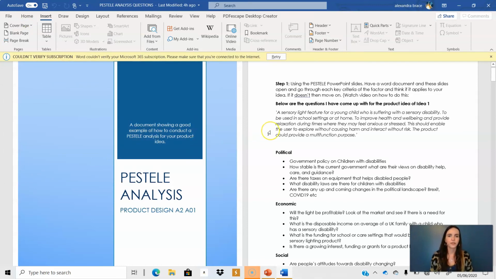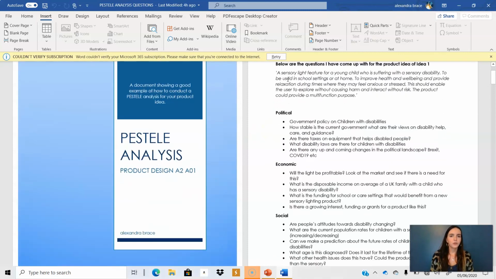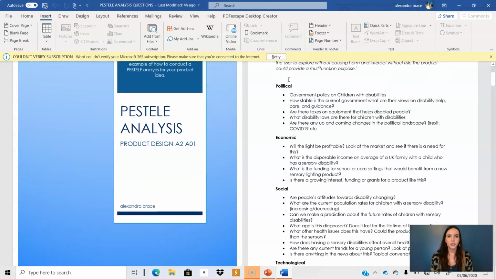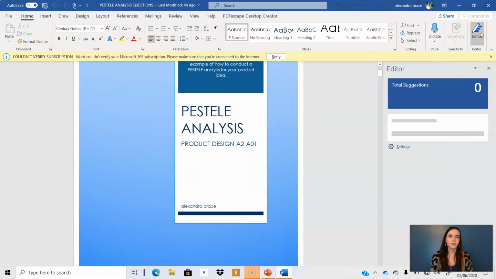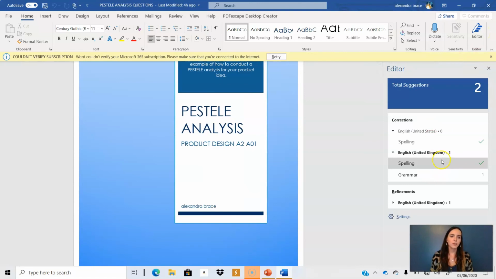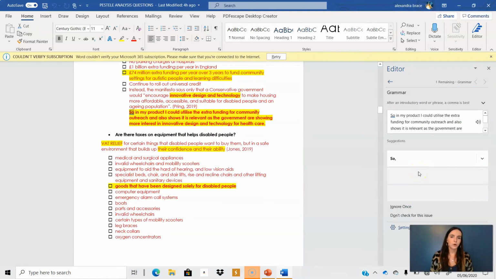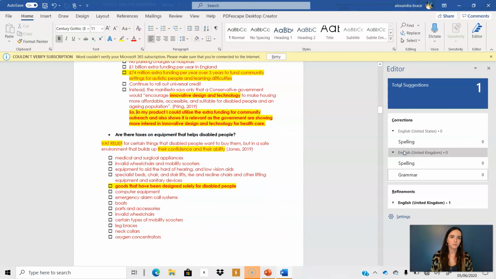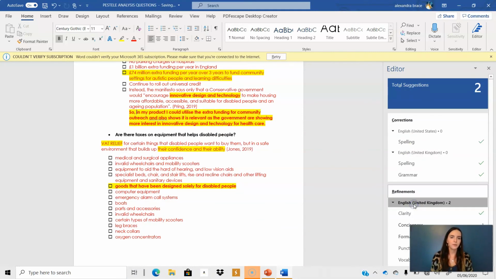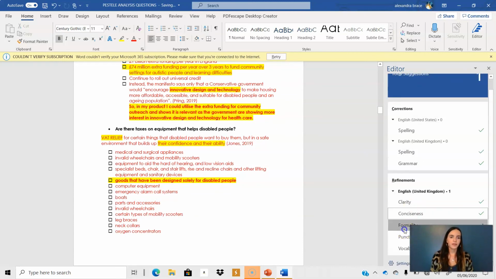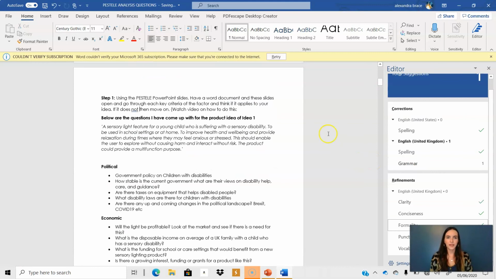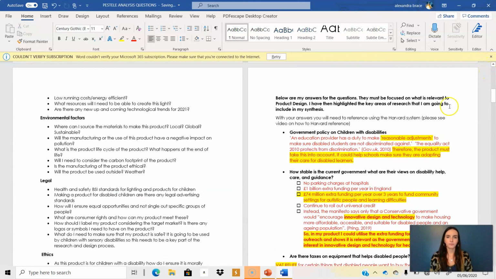I have then gone through and made sure that there were no errors in my document, so no spelling errors, no grammar errors, and I did this by using the editor function here. So if you click on the editor function, it will give you lots of different ways of improving your document. If you go on to refinements, it will also give you further help with getting a professional document ready. So that's the editor feature.